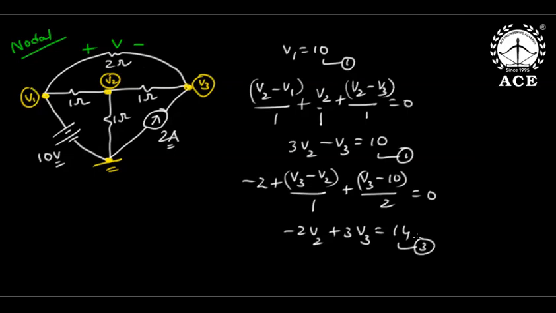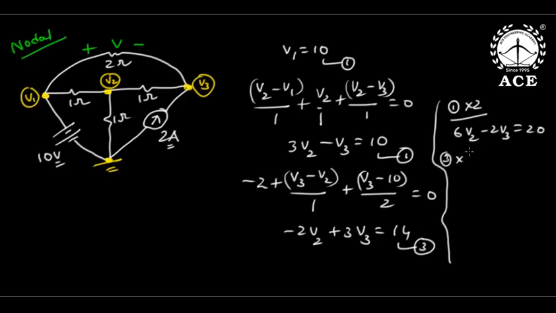Now to find V, I need V1 and V3. V1 I already know. So let us find V3. Now from these equations, let us solve for V3. For that, first equation I will multiply by 2. That is 6V2 minus 2V3 equal to 20. Second equation I will multiply with 2, third equation I will multiply with 3. So minus 6V2 plus 9V3 equal to 40. Now if you add, yes, 7V3 equal to 62. V3 is 62 by 7.